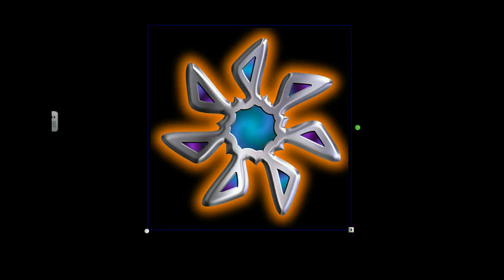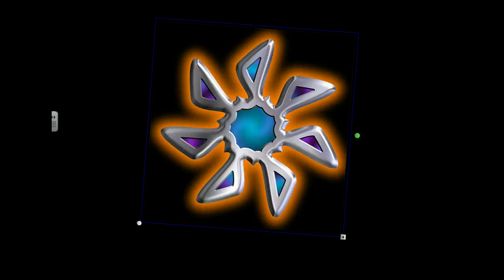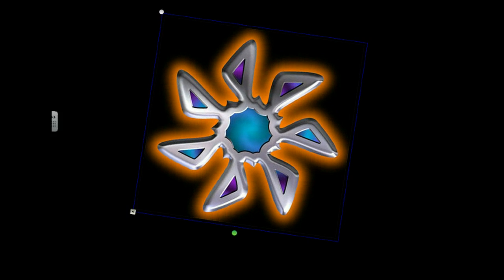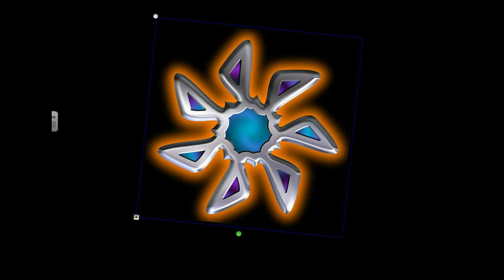The outline is a square, so when I rotate this, maybe the other one was. Is that a square? Yep. That's not a square. Yeah, it is. No, it's longer.